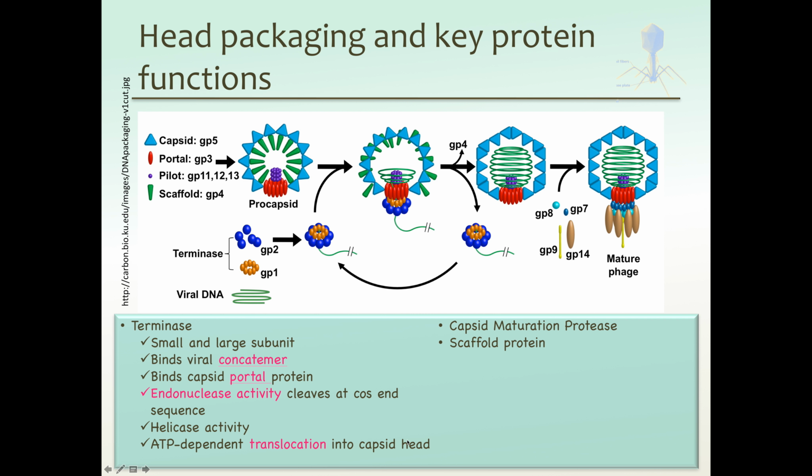So this is kind of a neat protein because it has so many different activities. And you may notice if you find this protein that there are numerous types of conserved domains in this protein because it has different enzyme activities. It has helicase activity, it has endonuclease activity to cleave the COS ends, and then it has this ATP-dependent motor which translocates the double-stranded DNA into the capsid.